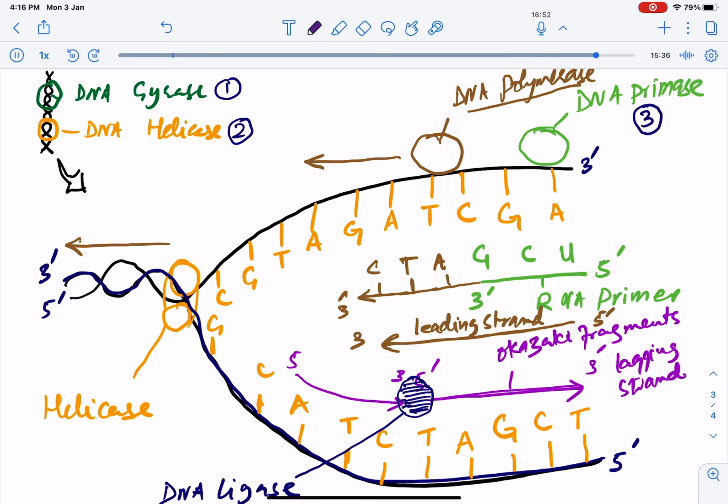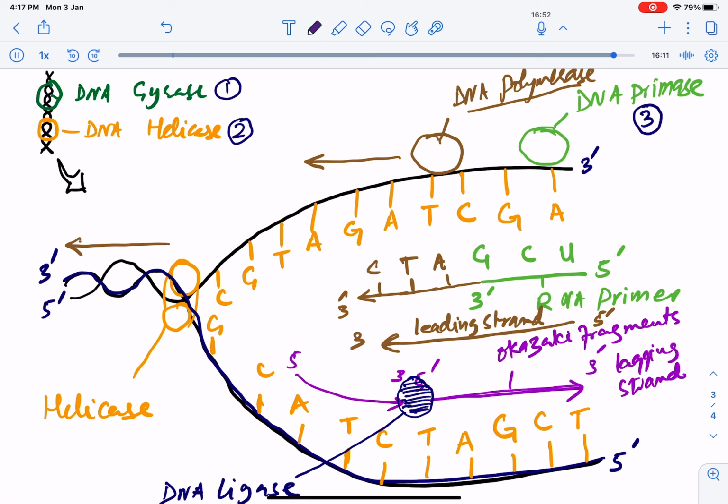This primer is essential to be attached with the single-stranded DNA, as this DNA polymerase cannot initiate the joining of the nucleotides with this single-stranded DNA. However, this DNA polymerase attaches the new nucleotides, the free nucleotides, with the 3' end of the primer and grows this chain from 5' to 3' end.